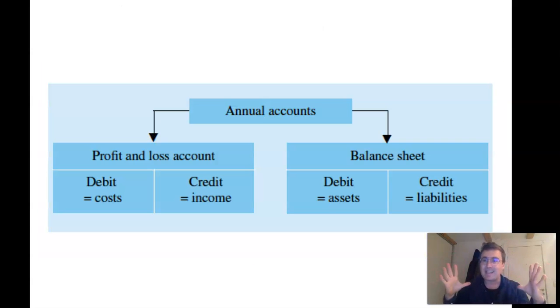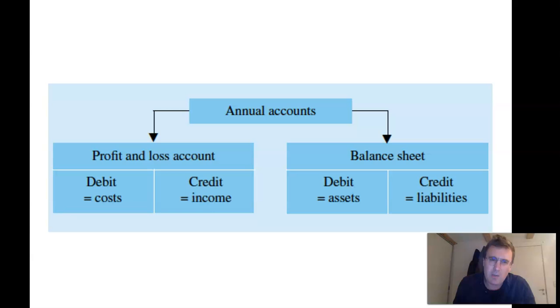Voila, this is the masterpiece. Annual accounts in the center, and then we have a profit and loss account and a balance sheet. If we look up here at the balance sheet, we see the debit and credit. Look over to the other side, all the way over there: the profit and loss account.